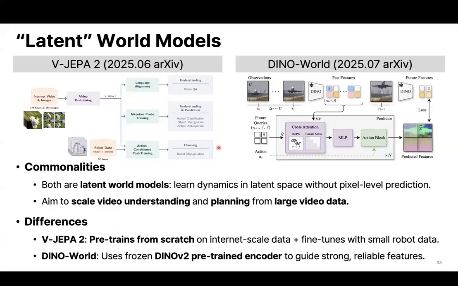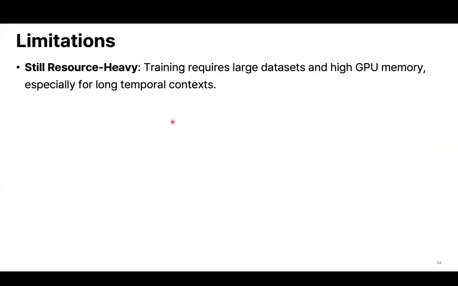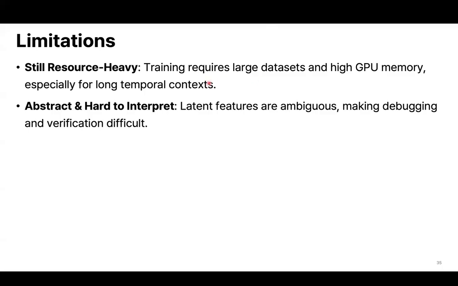Okay, this is the end of these two papers. And there are also limitations of latent world models. I think latent world models are still resource heavy because training requires a large data set and high GPU memory, like 60 million videos, especially for long temporal context. And also the latent is so abstract and hard to interpret. So latent features are ambiguous, making debugging and verification difficult.